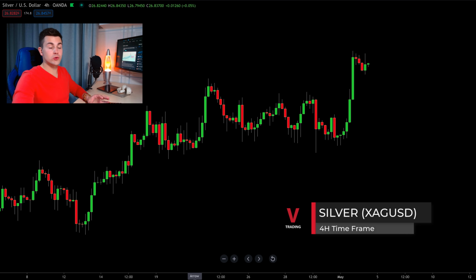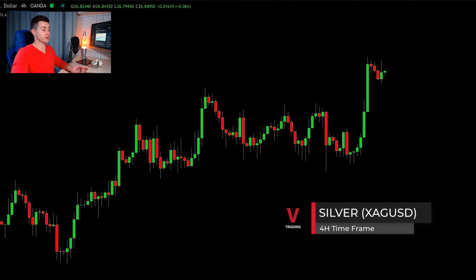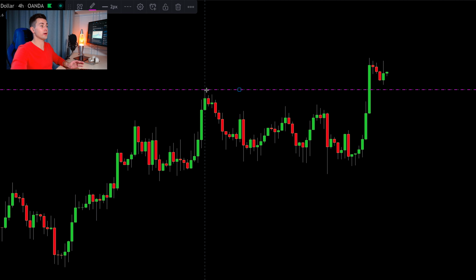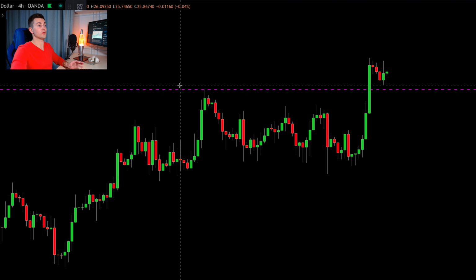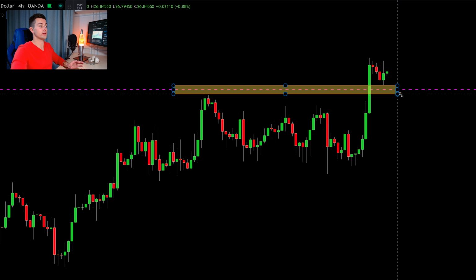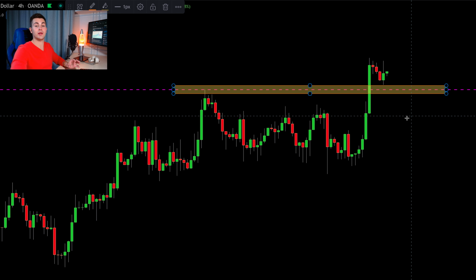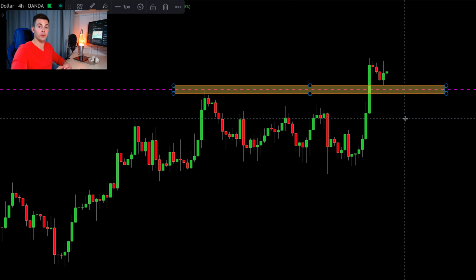I'm on the 4-hour chart, and on the 4-hour chart we see in details the recent price action, and of course we can easily identify our local structure high here. The structure high is based on the daily key level that we discussed, and of course it is right now the upper boundary of our buy zone.